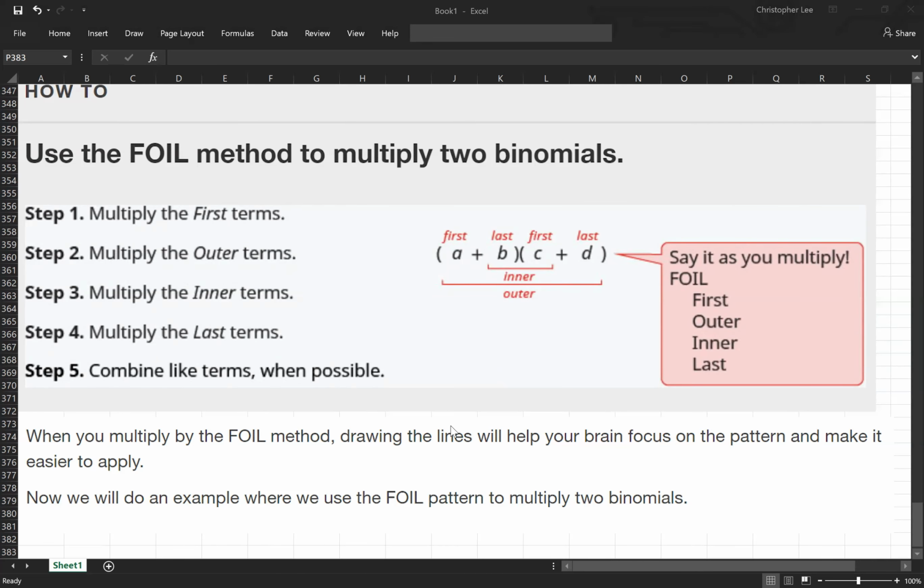So when you multiply by the FOIL method, drawing the lines will help your brain focus on the pattern and make it easier to apply. Right now, we'll do an example where we use a FOIL pattern for two binomials, similar to what we just did before, just more practice.